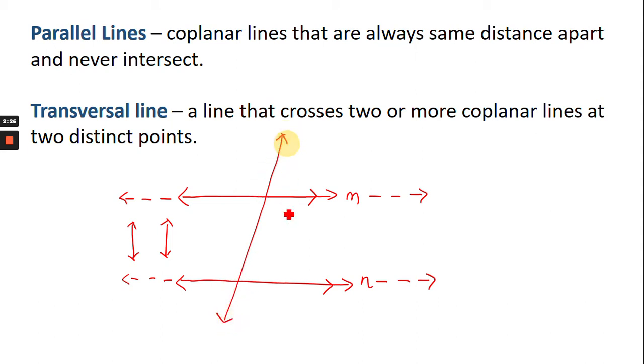and this line, as you can see, intersects or crosses line M and N at two different points. Therefore, this is a transversal line. Let's call this line T. So in this figure, we can describe it as line M is parallel to line N cut by transversal line T. Okay, so this is how we would describe it: M and N are parallel to each other and it is cut by transversal line T.